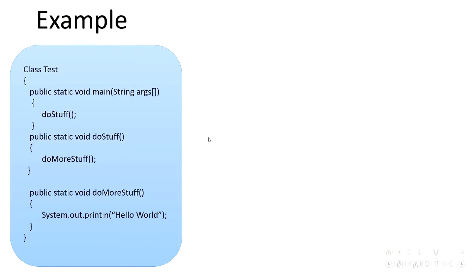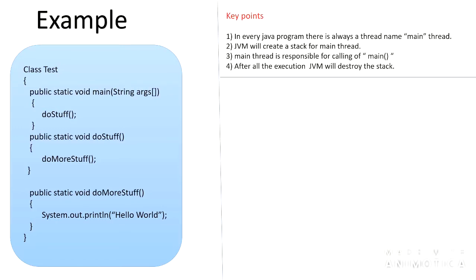So let's understand graphically how it works internally in terms of stack. Before that, let us see some key points. In every Java program, there is always a thread named main thread. JVM will create a stack for the main thread. The main thread is responsible for calling the main method. After all the execution completes, JVM will destroy the stack. So let's understand graphically.